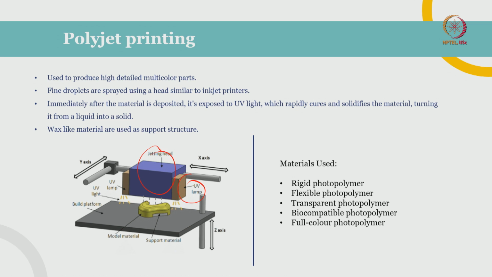You can see some of the most common materials that we use in PolyJet printing. Of course, rigid photopolymers and flexible resins. Flexible means once it's printed, you will have a flexible material in your hand. Then transparent, and you can even print some biocompatible photopolymers. So once it's printed, you can use it directly in biomedical applications. Okay, so that's how PolyJet printing works.